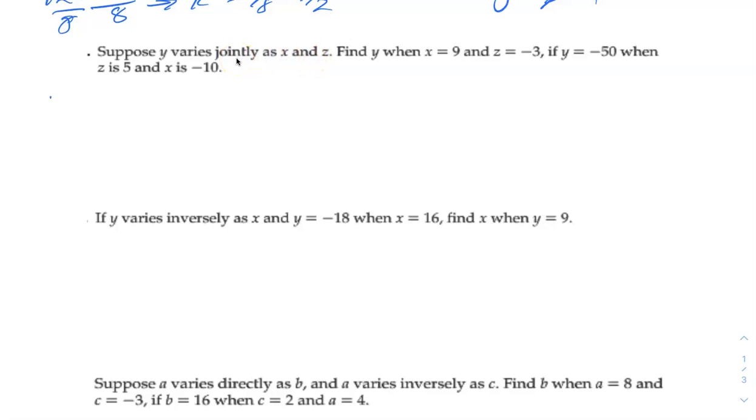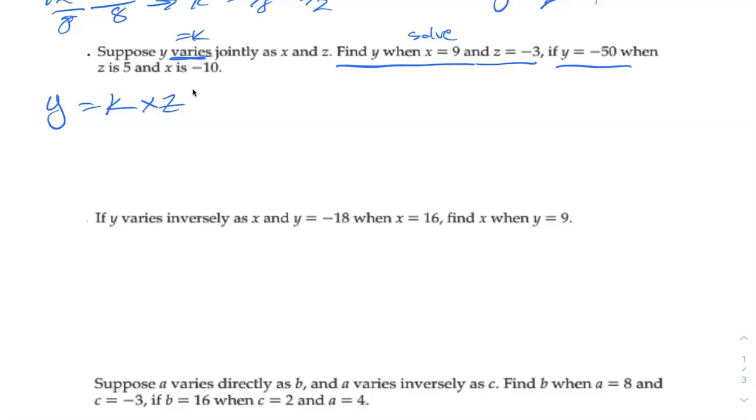So my equation: y equals k, since it varies, jointly as x and z, so x and z are both on top. Find y when x equals 9 and z equals -3, if y equals -50 when z is 5 and x is -10. A lot of people get confused here. Like, wait, I thought the first thing it gave me is what I use to solve it. Not in this case. This is what you have to solve. This is the last part. Find y. You don't have all your information yet. But they tell you if y equals -50, then they give you all this stuff.